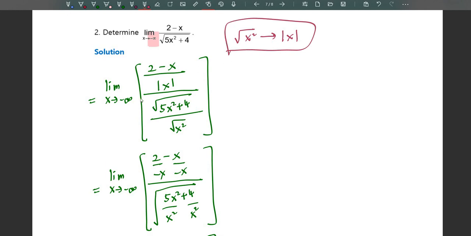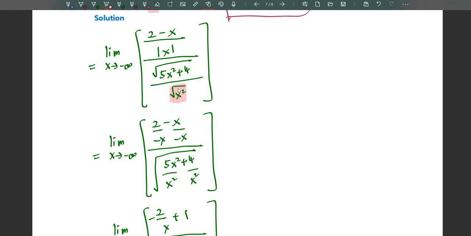Then limit x approaches negative infinity for this function gonna be 2 minus x divided by modulus x, everything divided by root of 5x squared plus 4 divided by root x squared. Why? Because this is the highest power in the denominator. Next we need to simplify. So we want to combine the denominator in one root, so it will be like this. But for the numerator, you need to refer to your limit. Since the limit approaches negative infinity, that's why we open the modulus x as negative x.